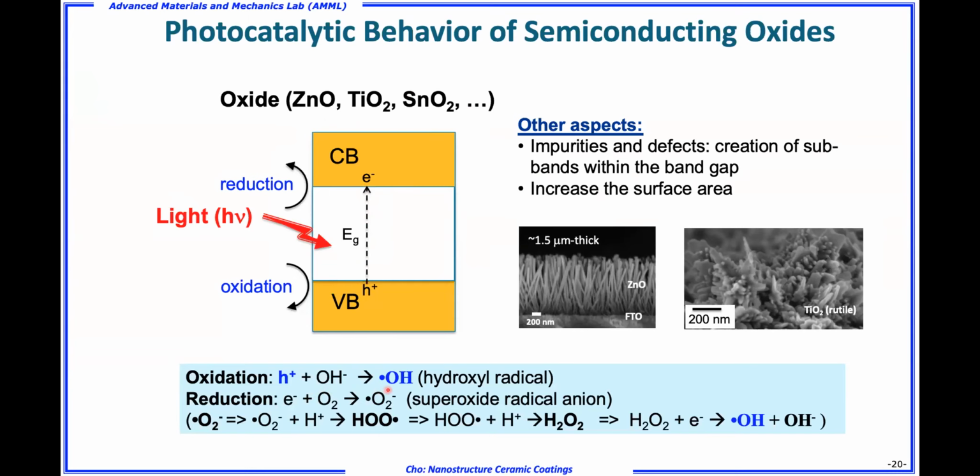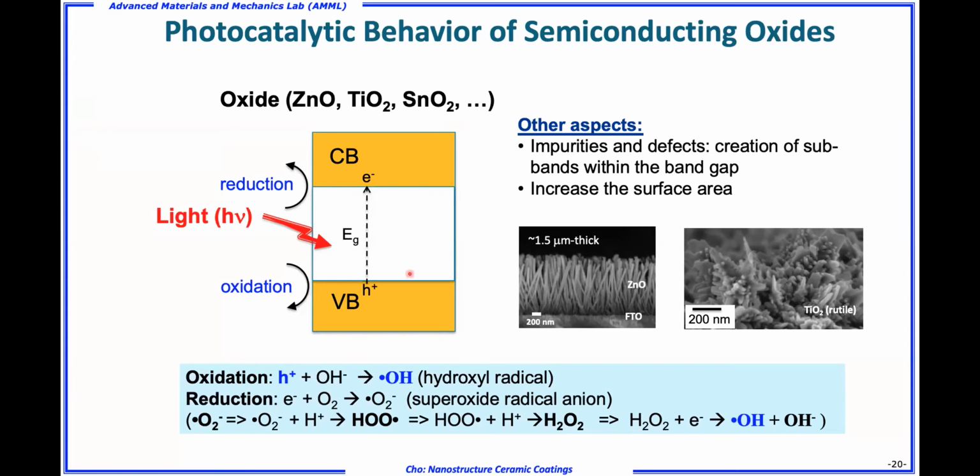They can generate the hydroxyl radical, and the hydroxyl radical is a really strong oxidative species, so it can oxidize or decompose any organic species. And on the electron side, electrons can react with oxygen to generate the superoxide radical. In fact, the superoxide can also react to generate hydrogen peroxide and finally the hydroxyl radical. So in the end, they generate the hydroxyl radical, which is a really strong oxidative species.